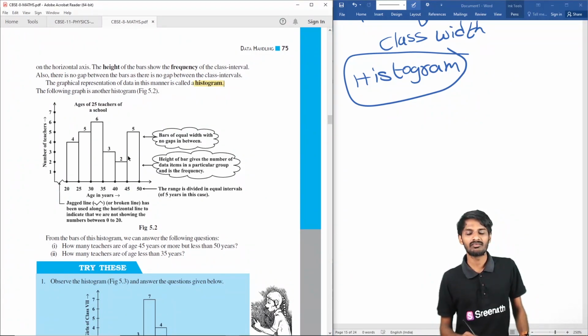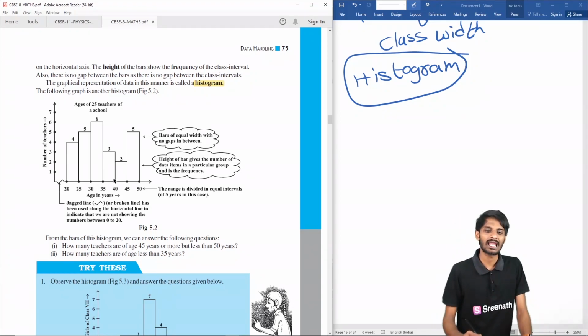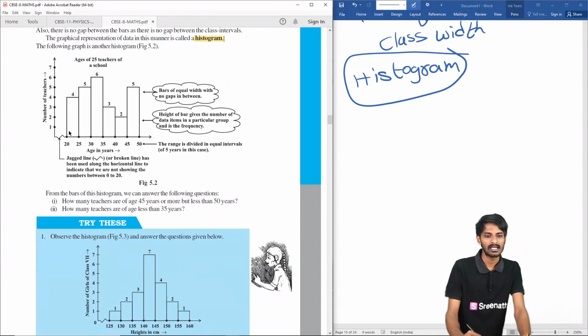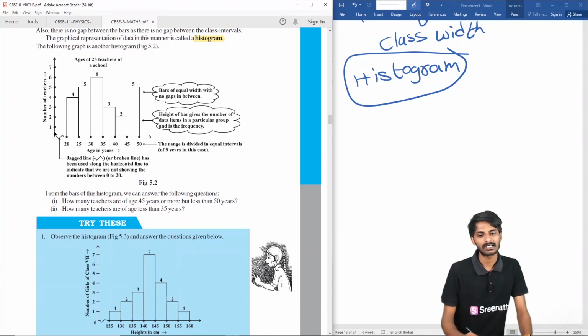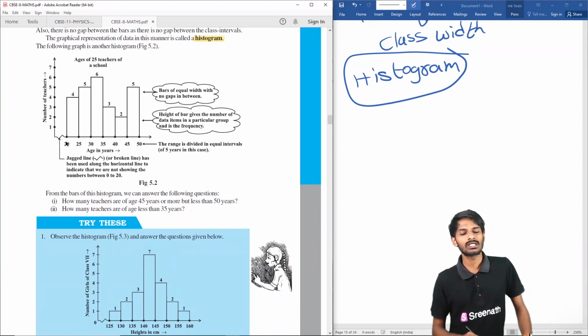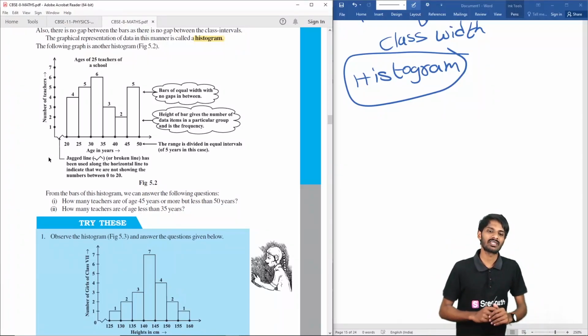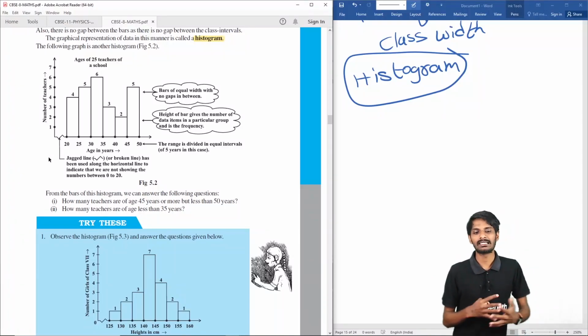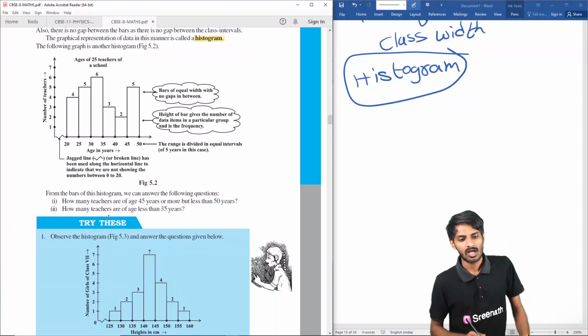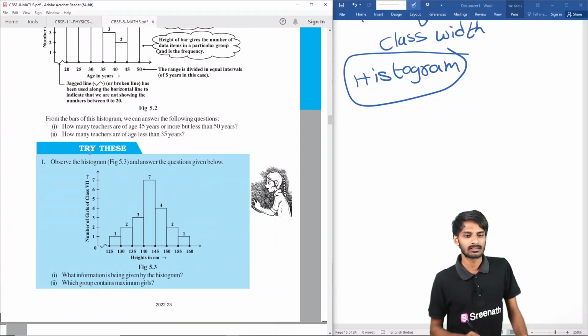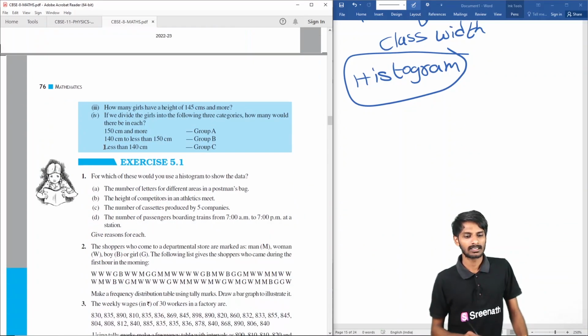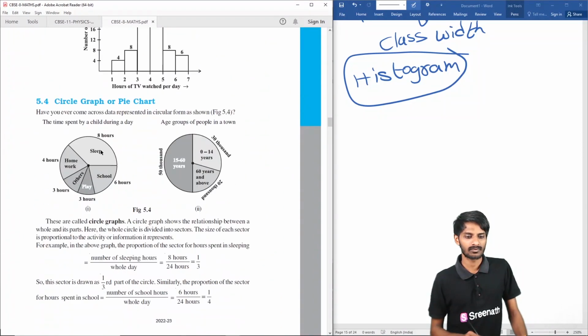The bars are of equal width, there are no gaps between the bars, and the height represents the number of students. And there is a kink, a broken line like this. It represents that from 0 to 20 there are a lot of values, but they do not have anything, that's why we have just neglected them. Like that, students.